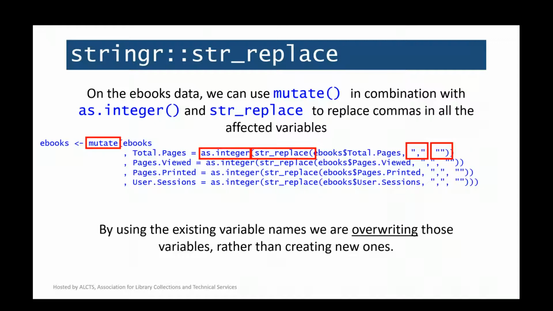Then I'm wrapping that entire function inside as integer. So after it removes those commas, it's going to coerce it to an integer, and then I can actually do mathematical operations on it. I'm doing that with all 4 of these columns, and I think you'll be amazed to see that if you run this in R, it's going to take about a second or less.